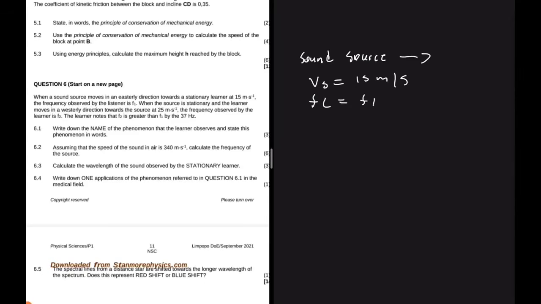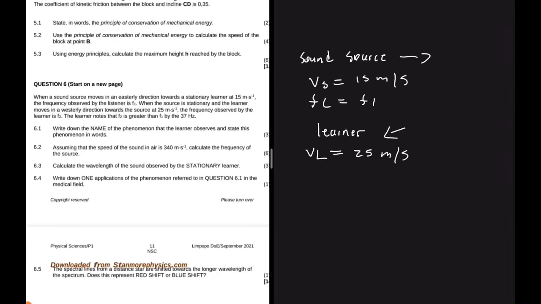And then it goes on to say when the source is stationary and the learner moves in a westerly direction. So now we have a learner moving towards the west. And then the learner is moving towards the source at 25 meters per second, right? So we have velocity of observer being 25 meters per second.